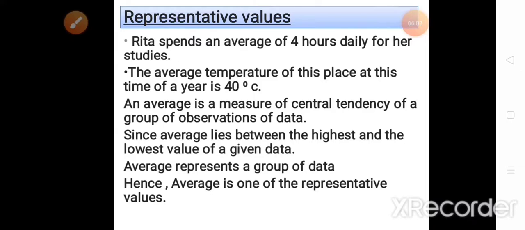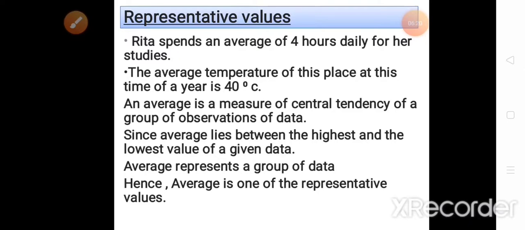And hence average can be termed as one of the representative values. So I hope representative values are clear to you. You can consider average to be an example of the representative values.